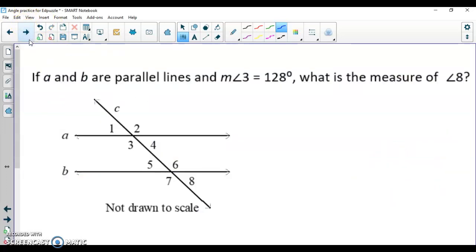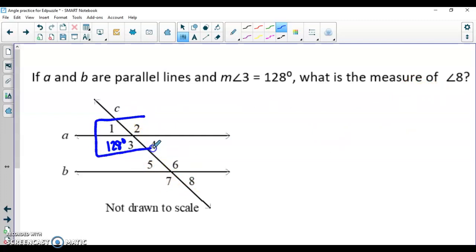Looking at this one, A and B are parallel lines. That's important. The measure of angle 3 is 128 degrees. So I would say sketch this, pause the video, sketch this on your whiteboard, fill in that 128. And then what I would recommend doing, we're going to have to find the measure of angle 8, which is down here.